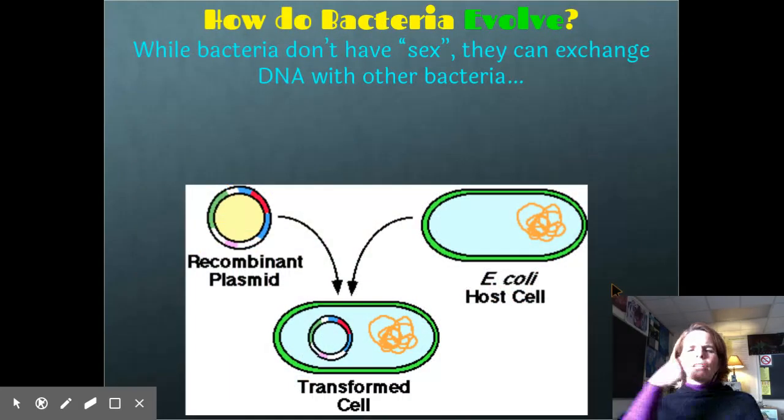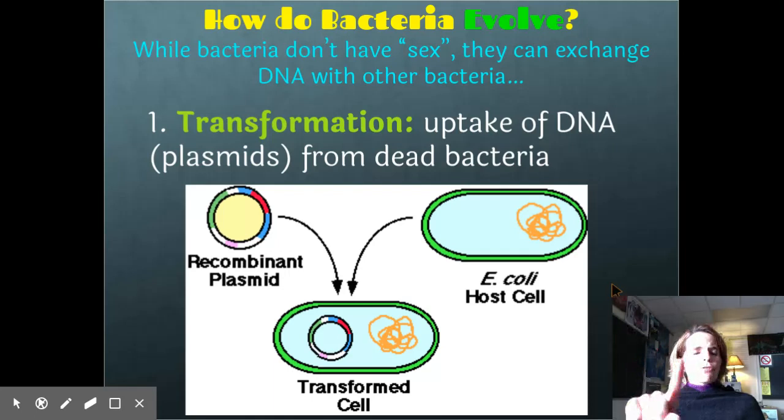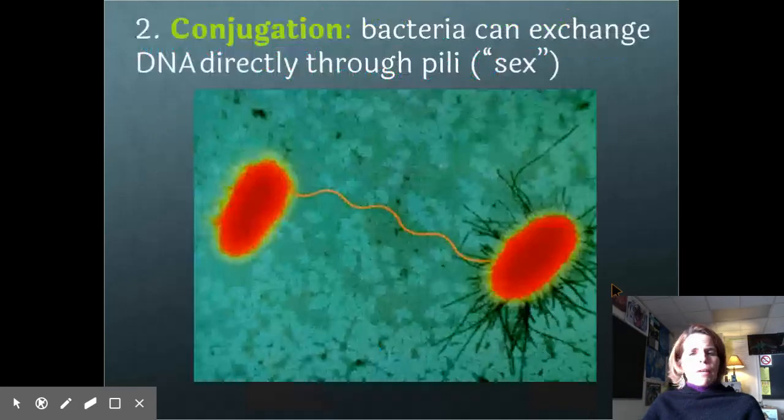So if all they do is clone themselves, KJ, how is it that bacteria evolve? Because we know they evolve. They've evolved resistance to antibiotics. Well, there's 3 ways that bacteria can evolve. They don't have sex, but they can exchange DNA with other bacteria. So the 3 ways. The first way is called transformation. Bacteria are able to suck up the DNA of another bacteria in the environment, another one that's dead. So it's like if a person died in front of you and you could just suck up their DNA and then suddenly have their traits. That's what bacteria can do, and it's a way that bacteria can evolve.